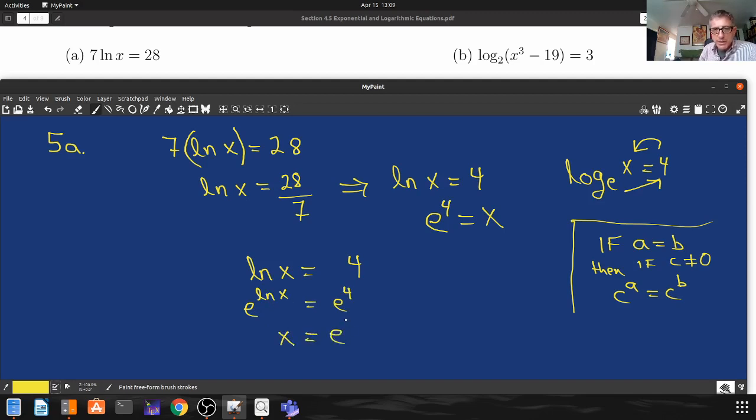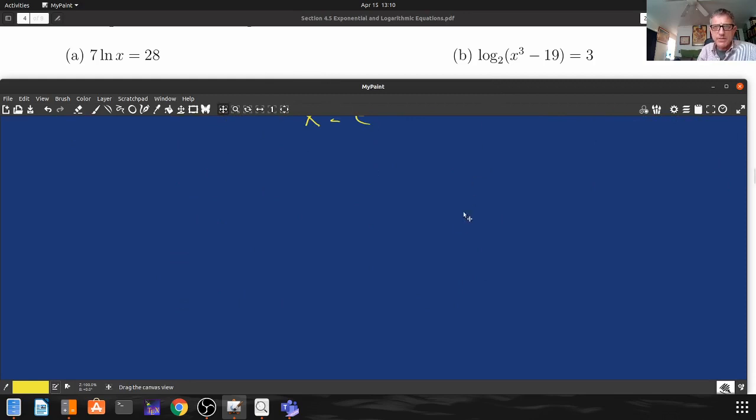So x is equal to e to the fourth. This answer follows by definition, if you recall the very first thing I said when I was talking about those properties. But the property I used right here also follows from the definition, and I can use either of the two. So that's 5a. Let's look at 5b.